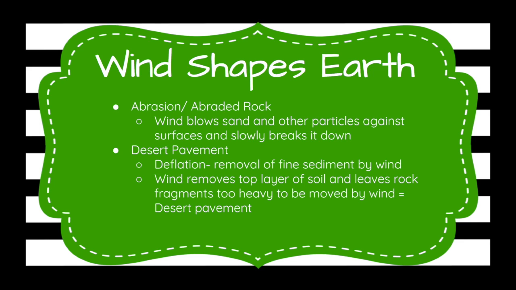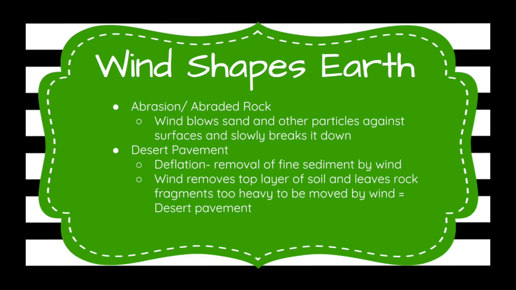So wind is going to blow sand and other particles against surfaces and slowly break it down. That's also known as abrasion. Now, deflation is the removal of fine sediment by the wind. So the top layer is going to be very fine sediment of soil or sand, and the wind is going to remove that top layer because it's going to pick it up and blow it to a different location. It's picking it up and bringing it somewhere else is called erosion.